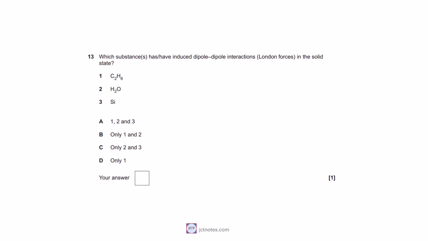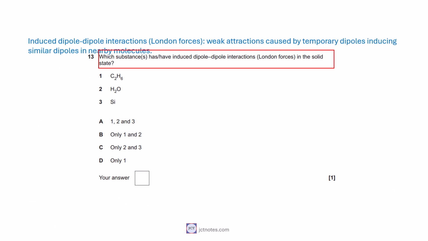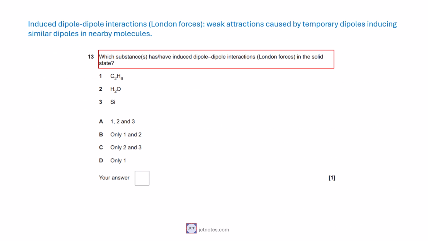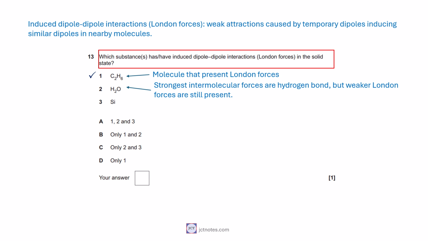In question 13, we are asked which substance or substances have induced dipole-dipole interactions or London forces in the solid state: ethane, water, and silicon. Induced dipole-dipole interactions or London forces are weak attractions caused by temporary dipoles inducing similar dipoles in nearby molecules. Methane is a molecule that presents London forces. In the water, the strongest intermolecular forces are hydrogen bonds, but weaker London forces are still present. Silicon forms a giant covalent bond, therefore it does not present London forces. Then, the substances are 1 and 2 and the answer is B.